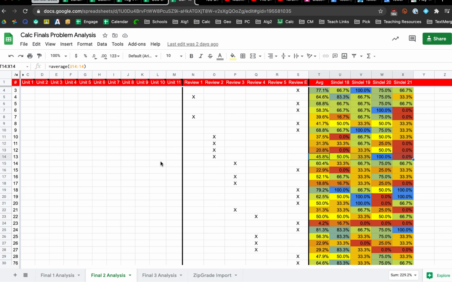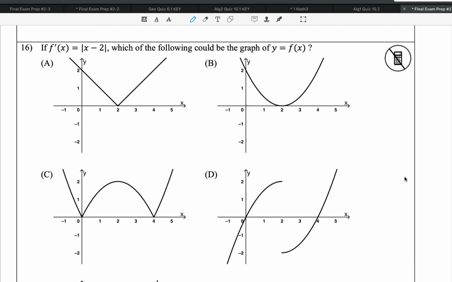So number 14 is right here. The average score is 60% over the years. 2 out of 3 of us got it correct. That's pretty good. Then we're jumping down here to 16, 52% on average. Only one of us got it correct this time.